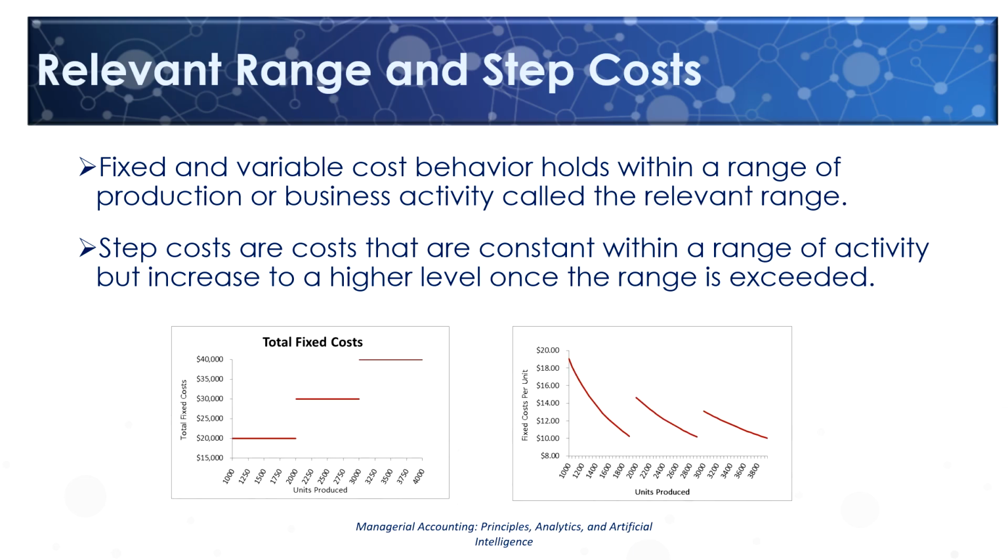Now we introduce the important concept, relevant range. Fixed and variable cost behavior assumptions hold only within a relevant range of activity. If production increases beyond that range, fixed costs may increase in steps. These are called step costs. For example, one supervisor may oversee up to 20 employees. If you add more employees, you may need to hire another supervisor, causing fixed costs to jump to a higher level.